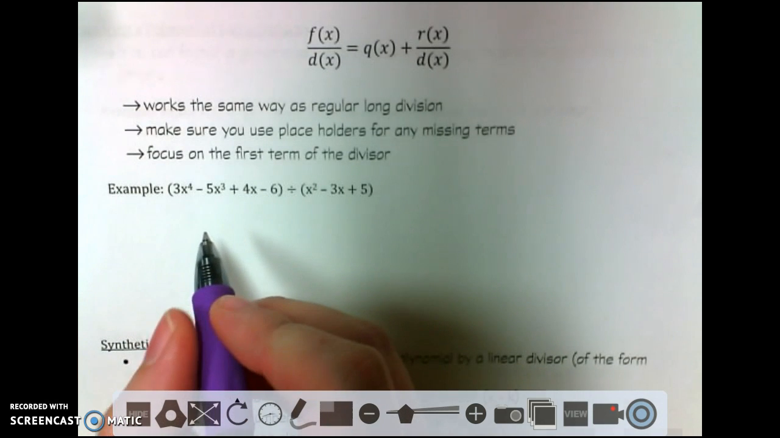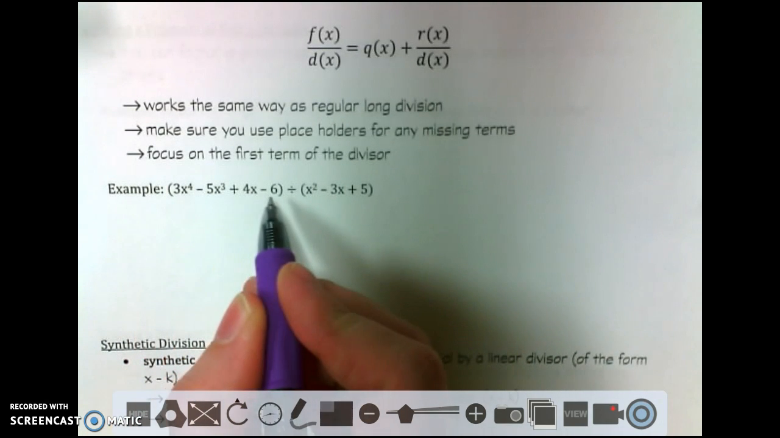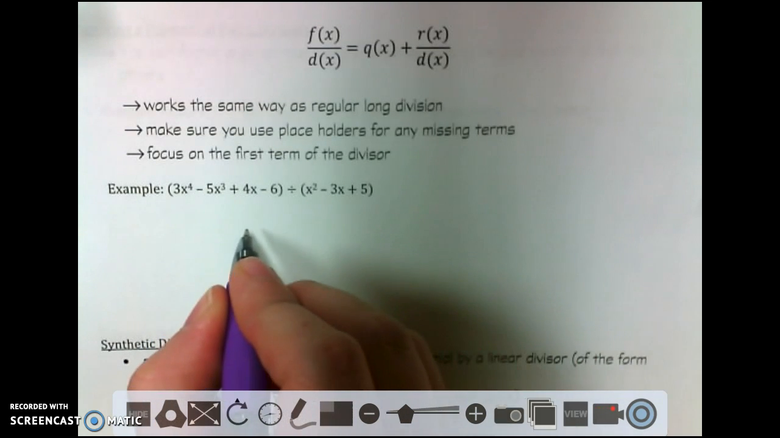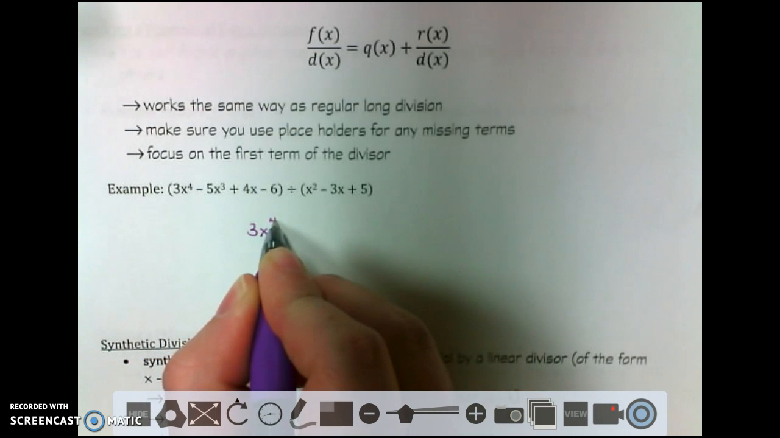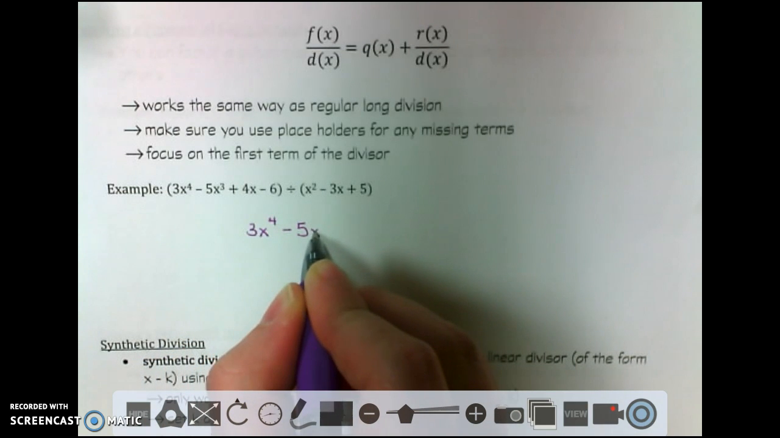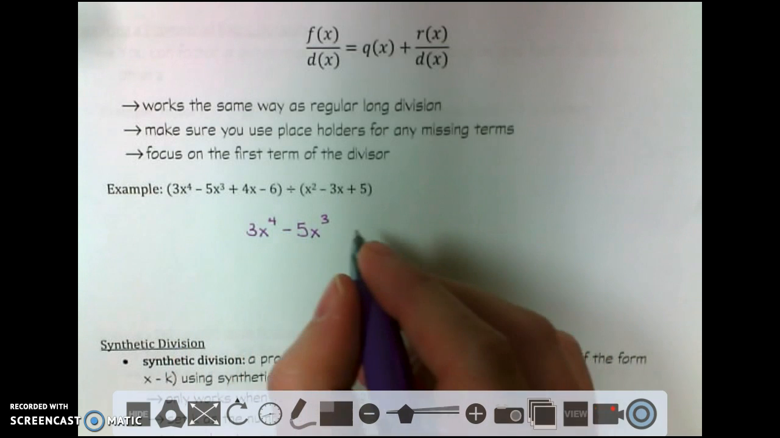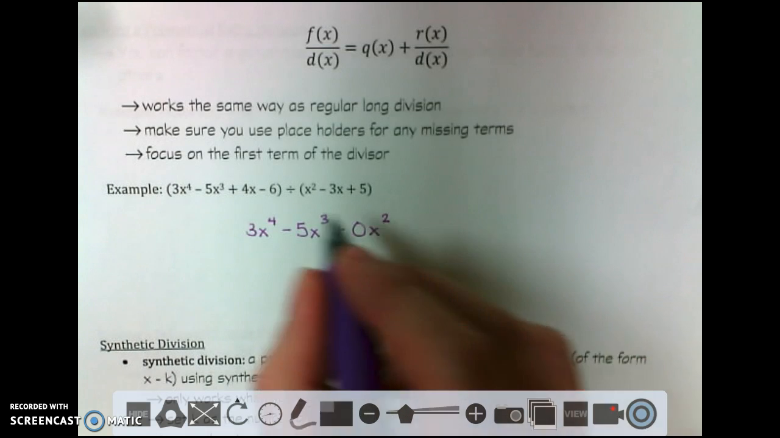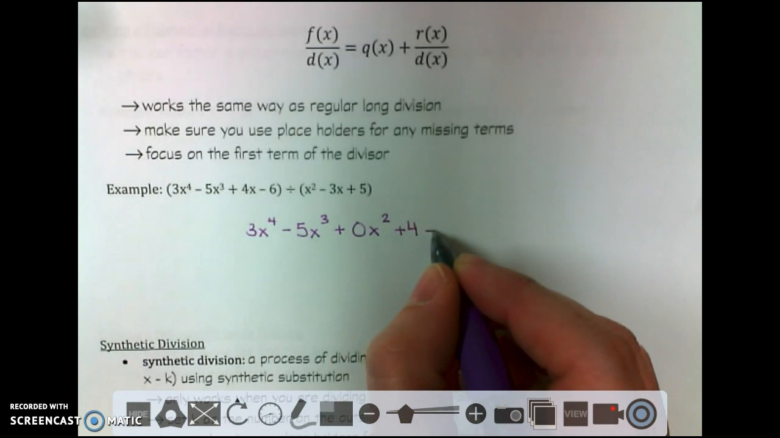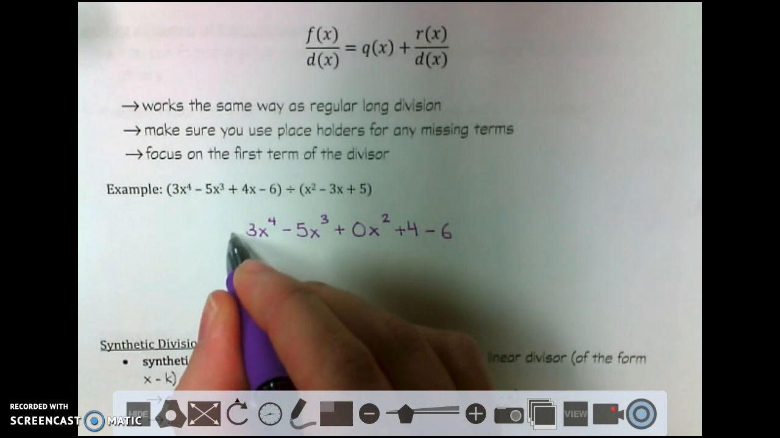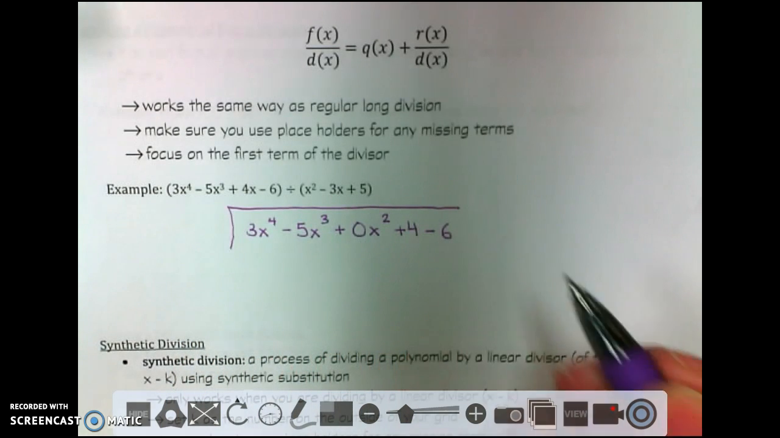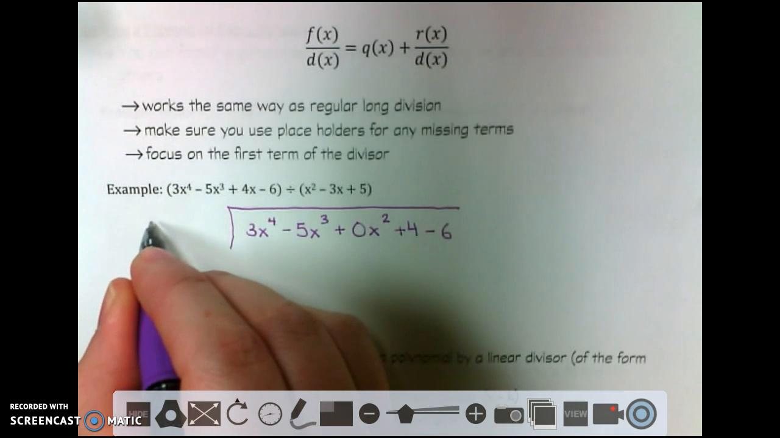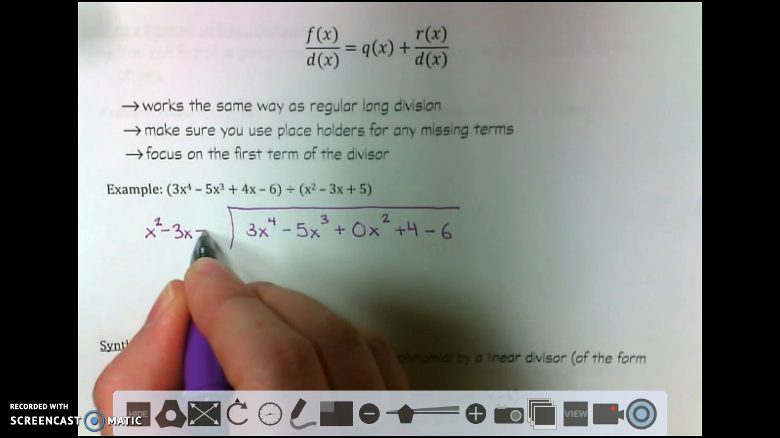The first thing I'm going to do is write out my first polynomial, which is called the dividend, and I'm going to put in placeholders for missing terms. So I have 3x to the fourth minus 5x to the third. I don't have an x squared term, so I will say plus 0x squared as my placeholder. Then I have plus 4x minus 6. And I'm going to put this under that division bracket that I use for long division, and I'll put my divisor on the outside. So x squared minus 3x plus 5.